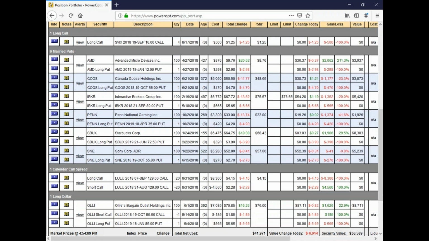Let's see here. Where's a good one? Oh, Goose. Even though Goose expired and I didn't close this out, as you can see, what I said, I don't keep an active of this. We use it for the webinars and so forth. It's not my actual account on PowerOptions. But let's go into the notes for GOOS. So let's click on the notes.